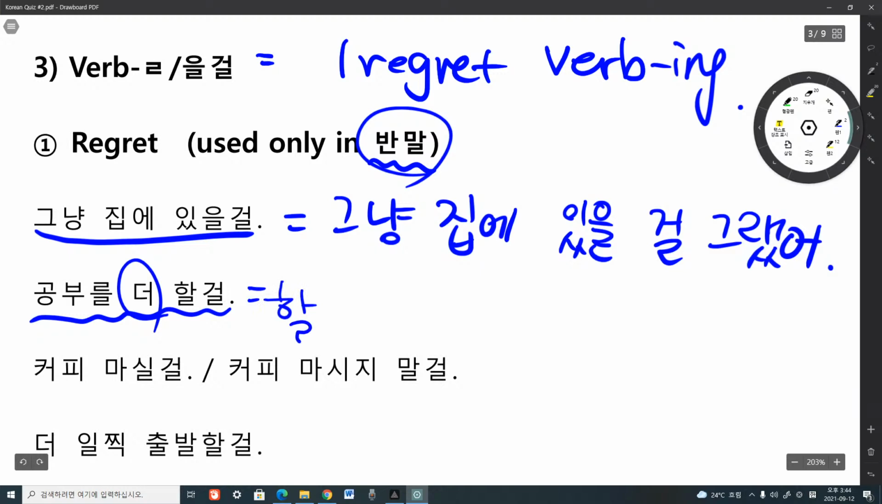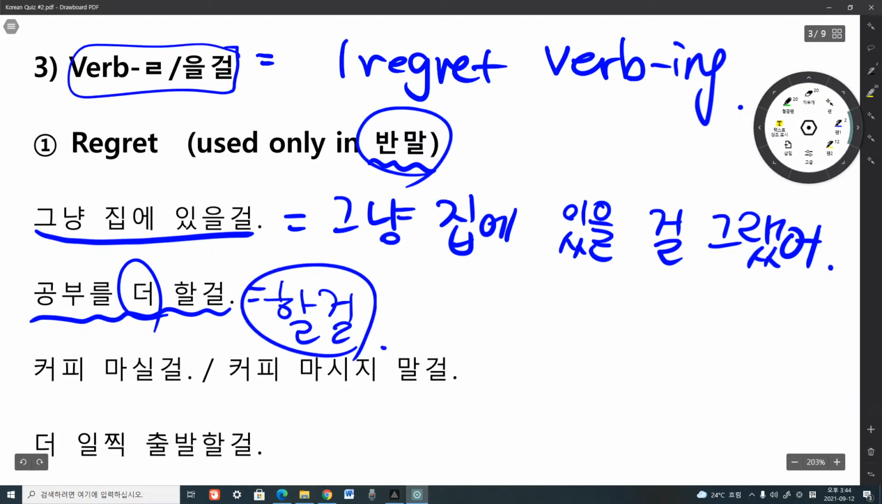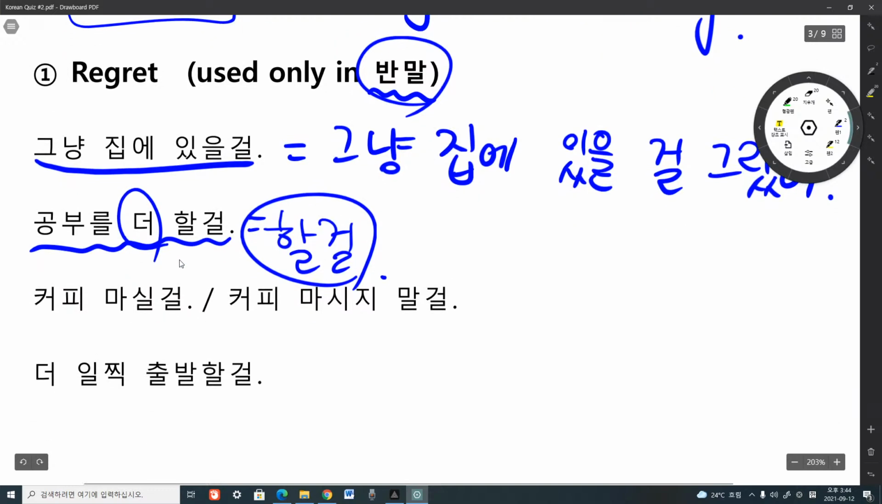하다 plus 리을 받침 걸. 할 걸. This is an easier version. So I'm pretty sure it wouldn't be that confusing. 그 다음에 커피 마실 걸. I should have drunk coffee. Like I regret not drinking coffee, right? 커피 마실 걸 그랬어. 다음에 커피 마시지 말 걸.